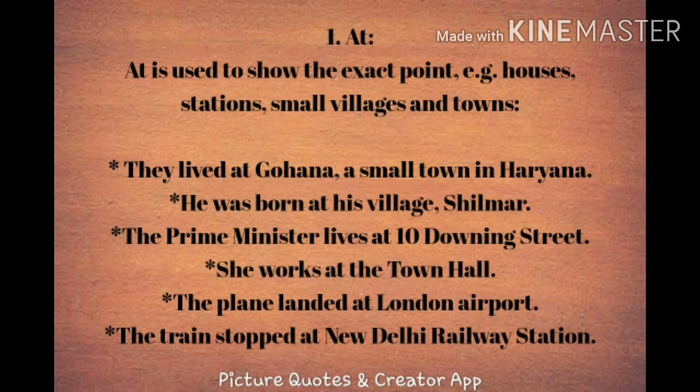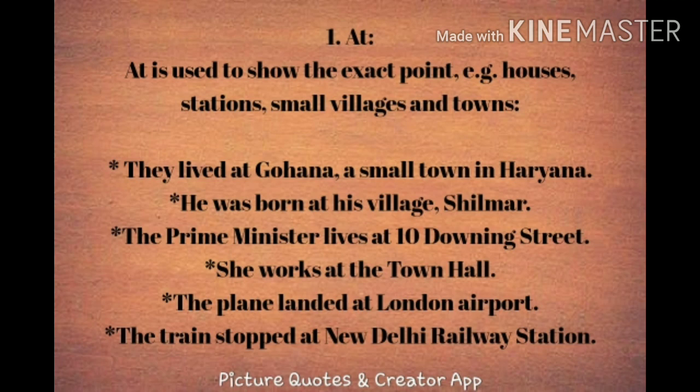The first one is: They lived at Gohana, a small town in Haryana. If you look at this sentence, the particular town's name is mentioned there. That's why at is used in front of that. The second one: He was born at his village. Specifically, it was said his village. That's why at is used here. The Prime Minister lives at 10 Downing Street. Particularly, the place is mentioned there. That's why in this sentence, at is used before the place.